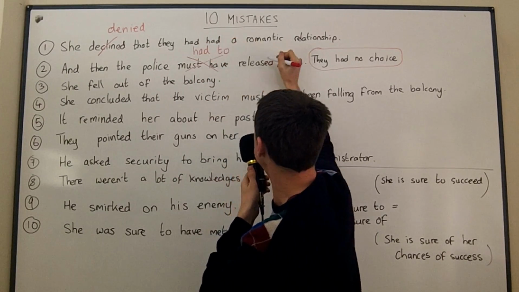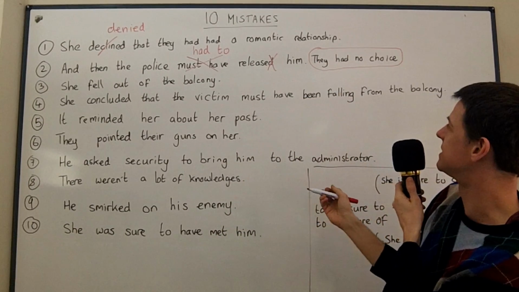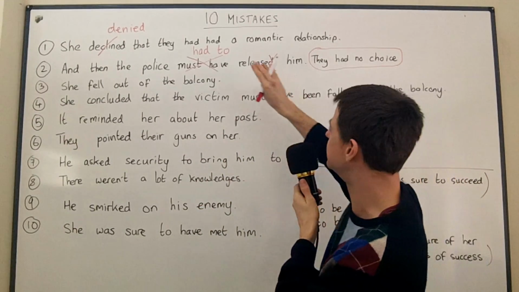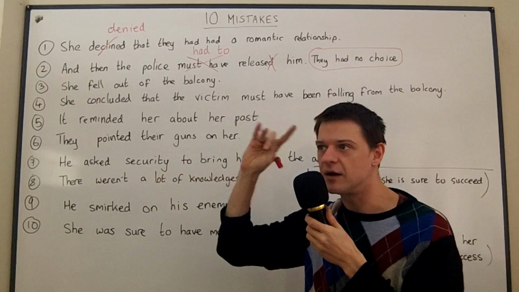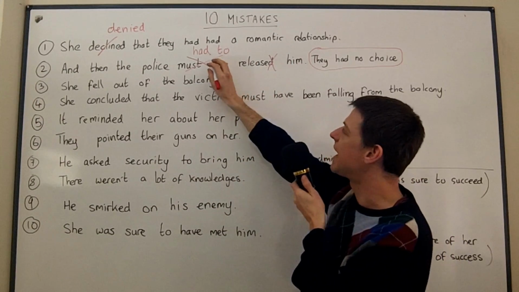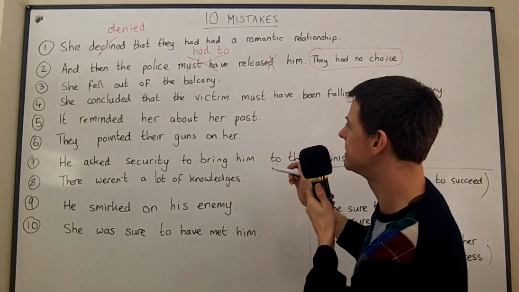The police had to release him. They had no choice. Yeah, the police had to release him. They had no choice. So please remember the difference between a modal verb of deduction, must have released, I'm 100% sure, and a modal verb of obligation, had to. They had no choice. They had been ordered to release him.